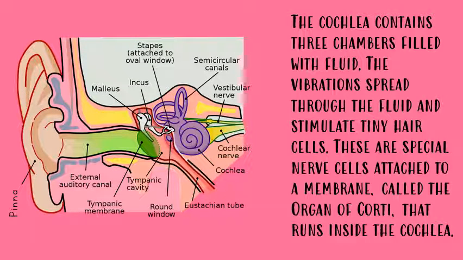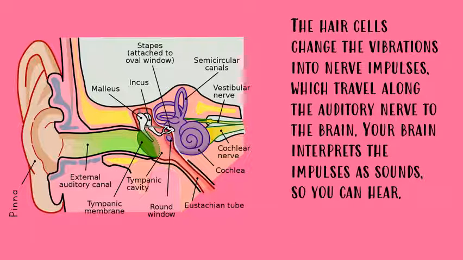The cochlea contains 3 chambers filled with fluid. The vibrations spread through the fluid and stimulate tiny hair cells. These special nerve cells attached to the membrane, called the organ of Corti, run inside the cochlea. So inside the cochlea there's tiny little hairs that catch the vibrations basically. The hair cells change the vibrations into nerve impulses, which travel along the auditory nerve to the brain. Your brain interprets the impulses as sounds so that you can hear.